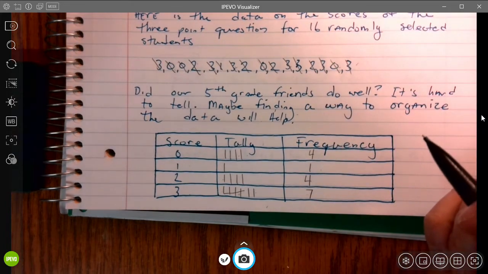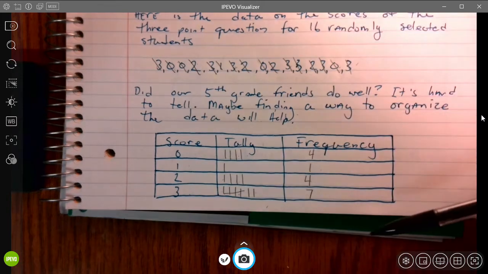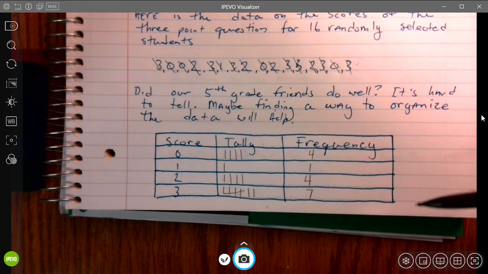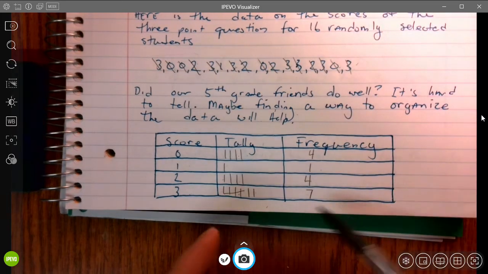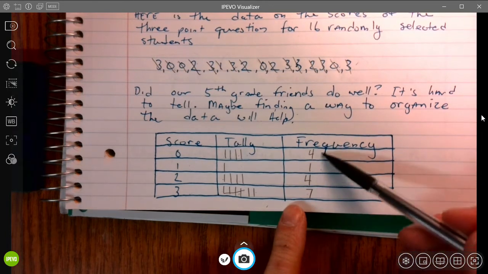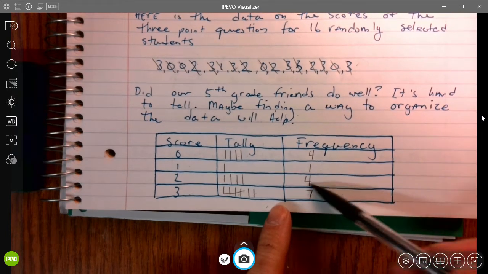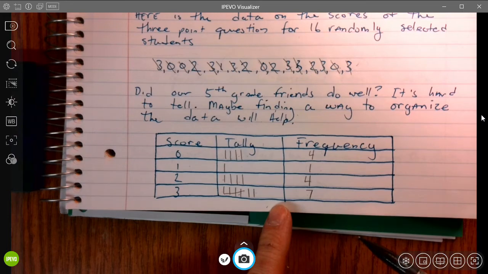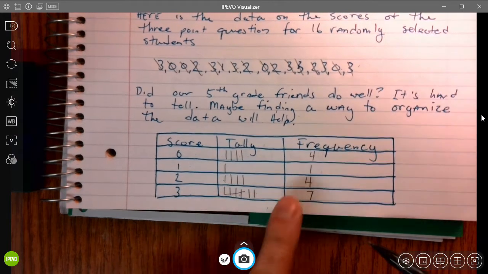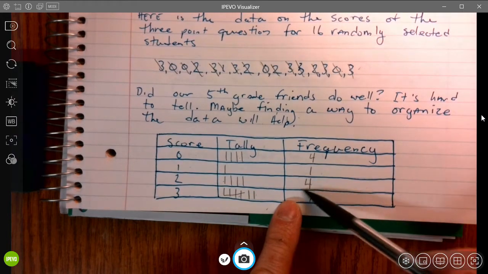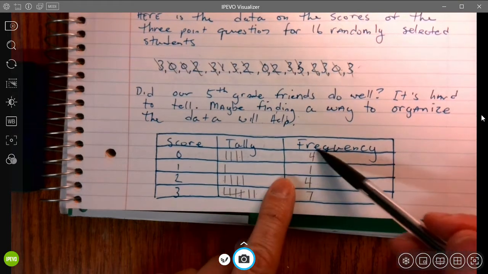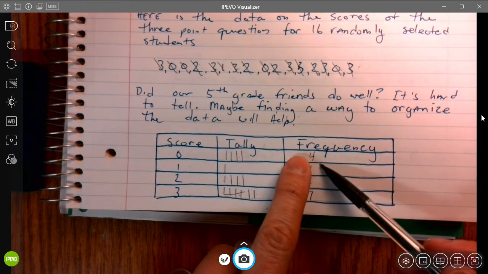So already it's becoming easier for us to answer the question, how well did our 5th graders do? Right now I can look at this and I can say, oh wow, look at that. 7 5th graders got a 3 on the 3-point question. That's pretty good. 4 got a 2. That's not bad. I still got a lot of zeros, so maybe I've got to work with those students, right?